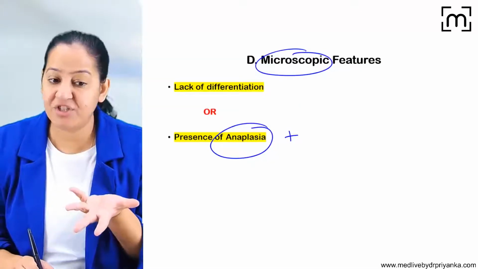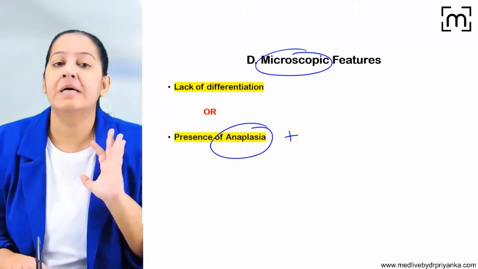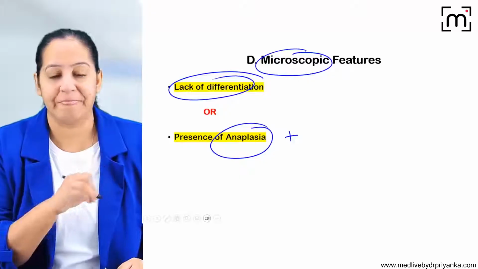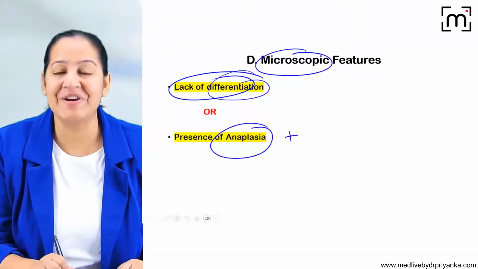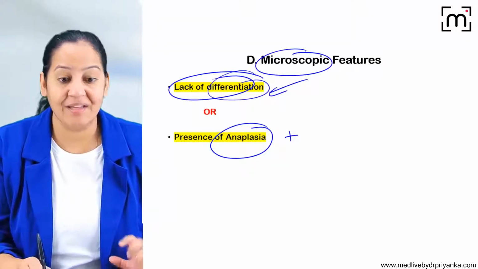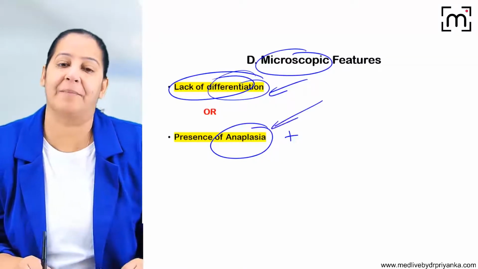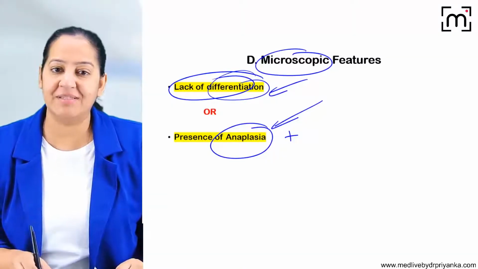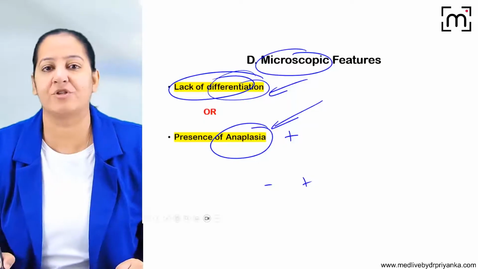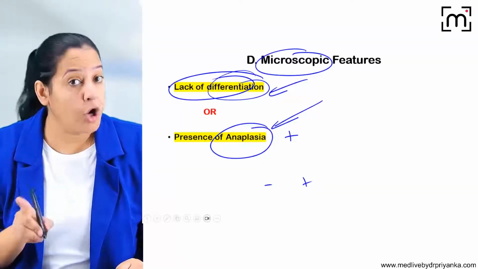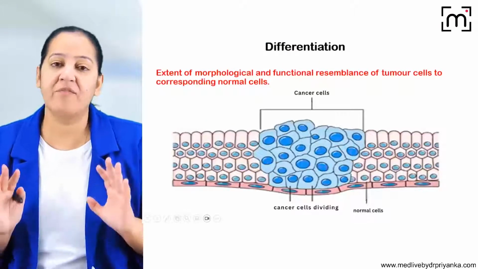You will say, ma'am, what is anaplasia? I don't know what is anaplasia. Please explain. So anaplasia is lack of differentiation. You may be thinking, ma'am, what is differentiation? First understand what is differentiation, then see the lack of differentiation is anaplasia. And please understand anaplasia is absent in benign tumors, present in malignant tumors. Anaplasia is the hallmark of malignancy. So please understand what is differentiation.